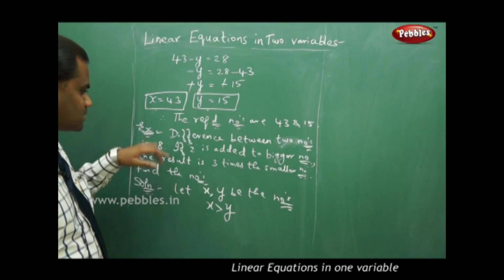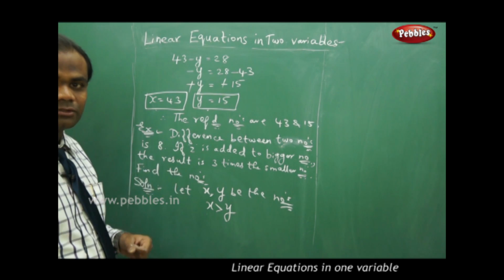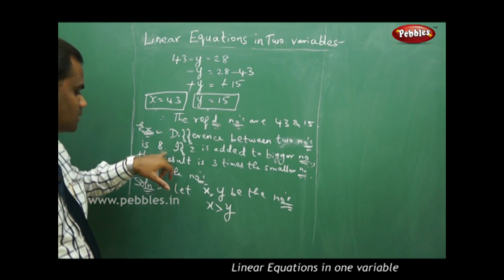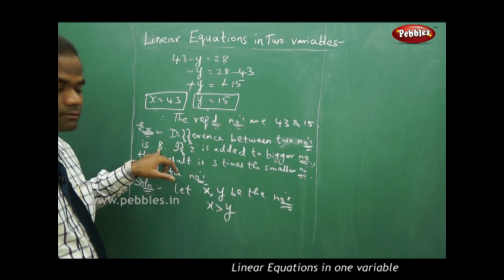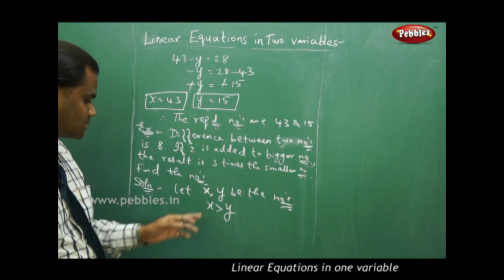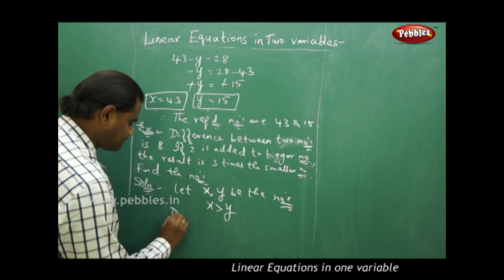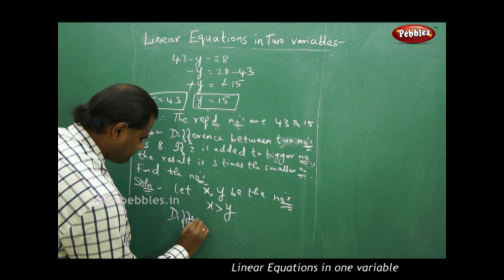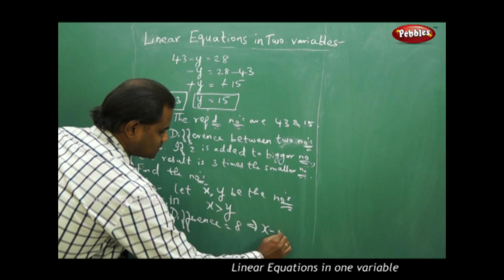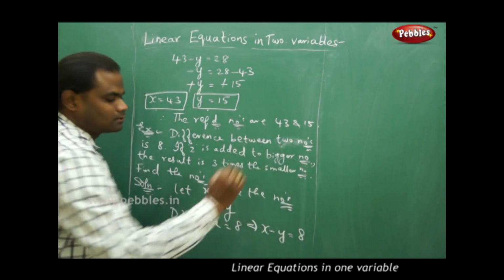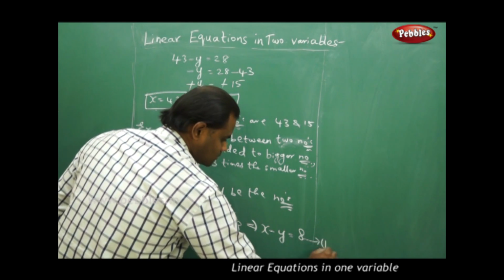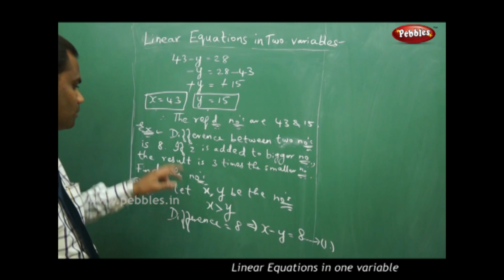Now let's convert the given information into mathematical equations. The difference between two numbers is 8. Because the difference is positive, I have the greater number coming first and the smaller number coming next. So the difference is 8 implies x minus y equals 8. This is one of the equations I have obtained from the first piece of information in the problem.